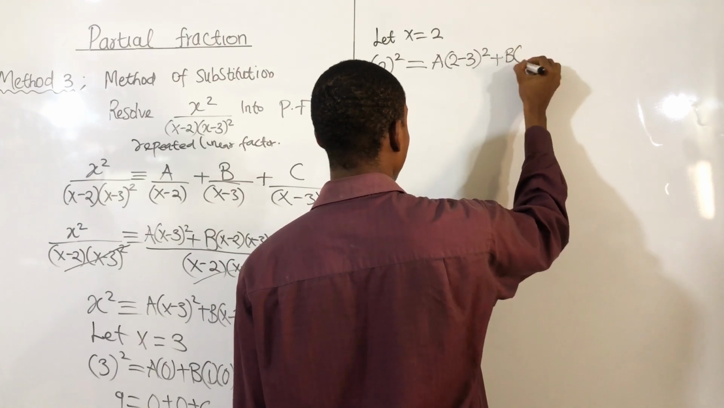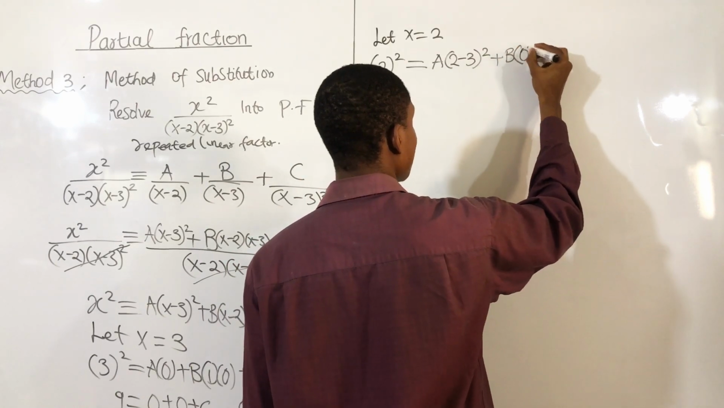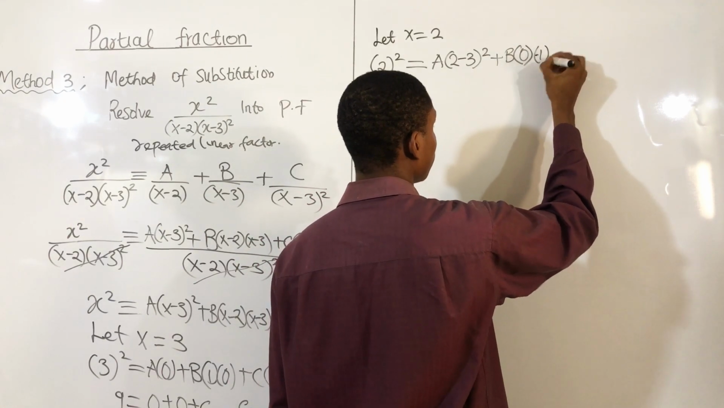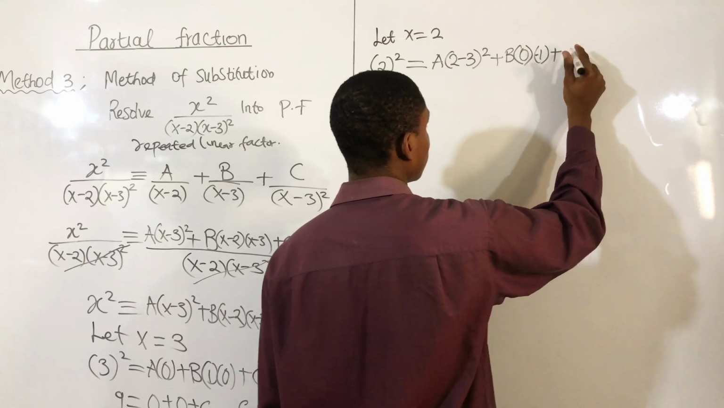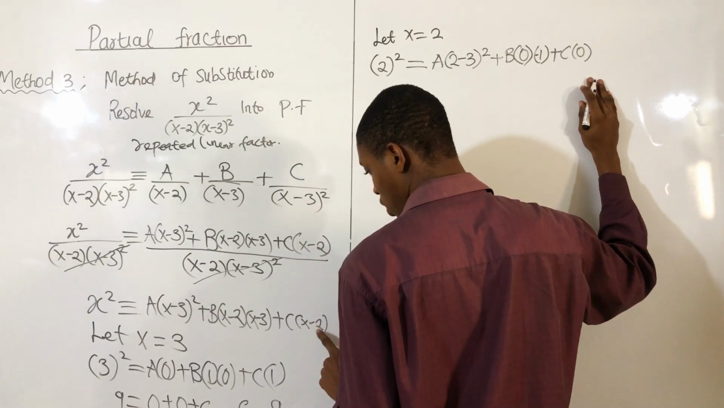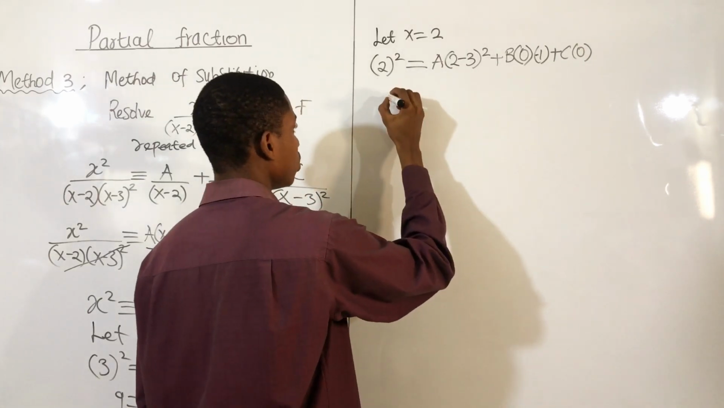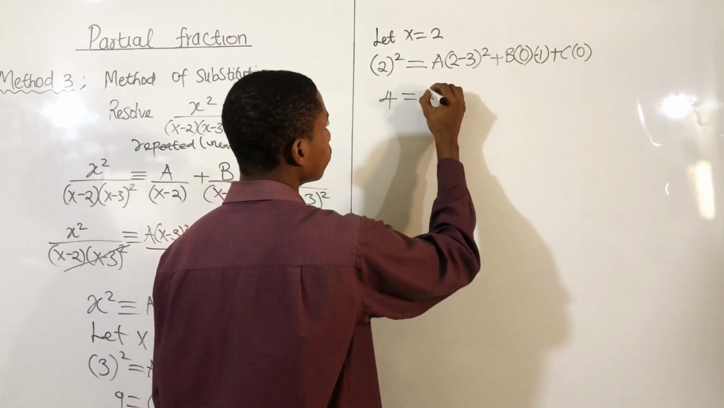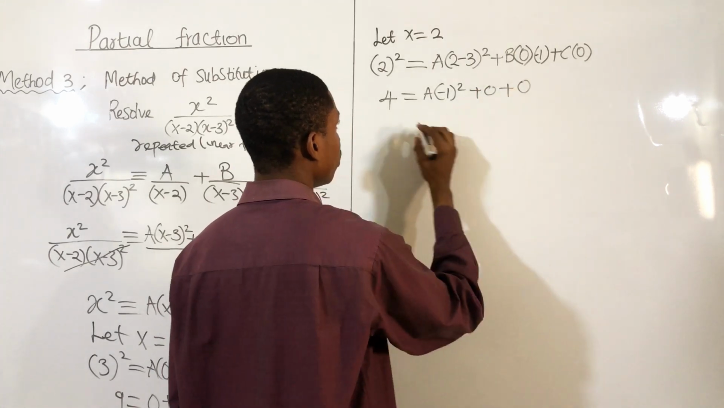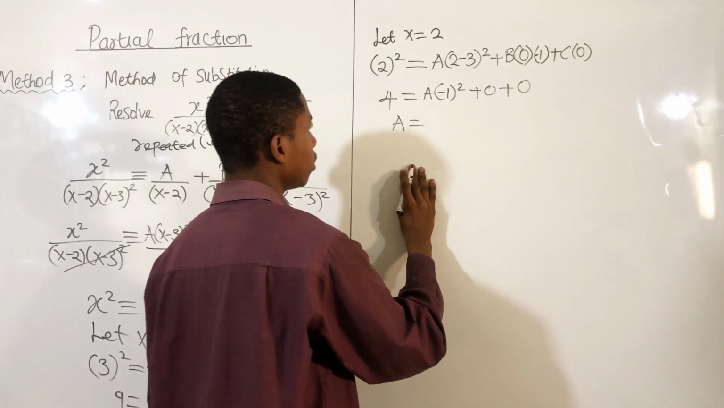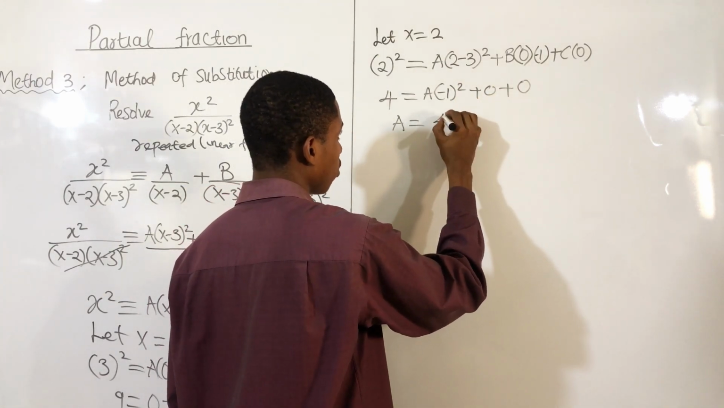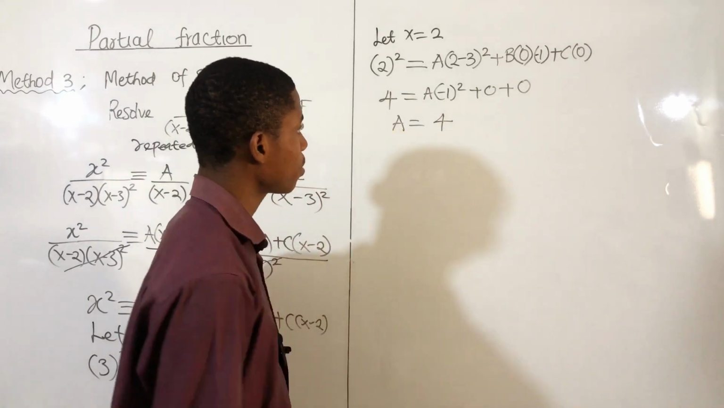plus B bracket. Of course, 2 minus 2 will render this 0, and render this negative 1, plus of course this, C will be rendered 0 because 2 minus 2 is 0. So we have the square of 2, which is 4, equals A times (negative 1) squared plus 0 plus 0. So therefore we see that A is equal to 4, because the square of negative 1 is 1. So that's the concept.